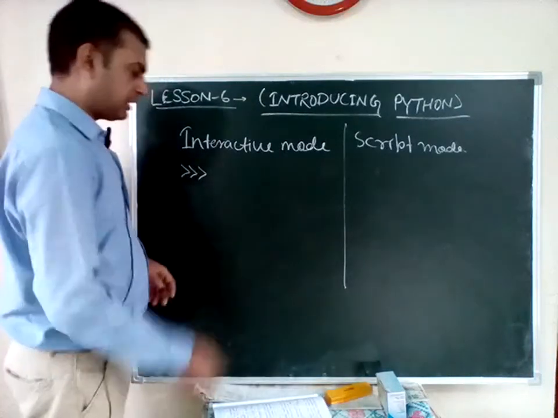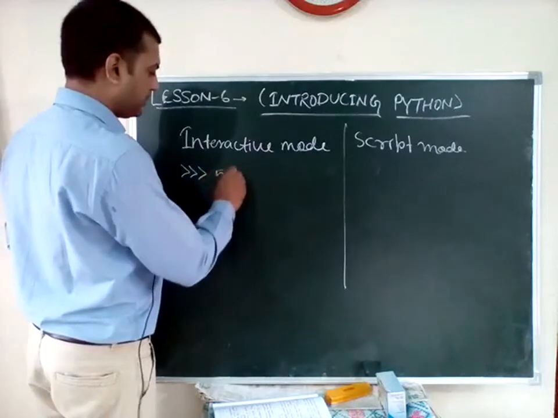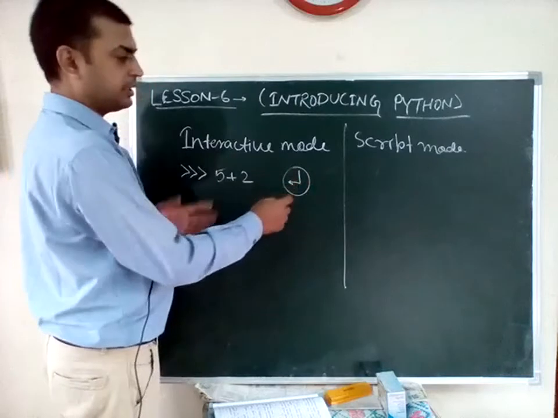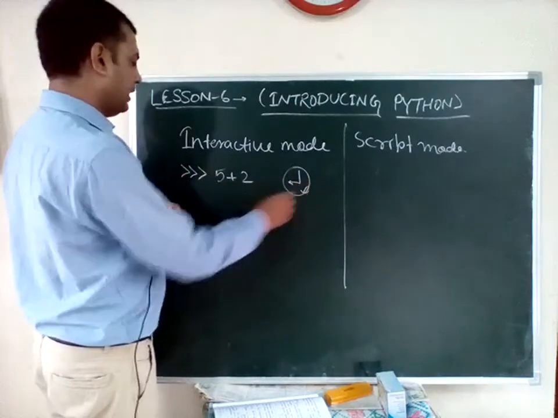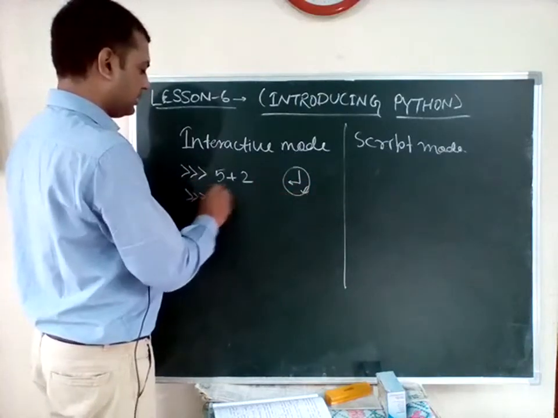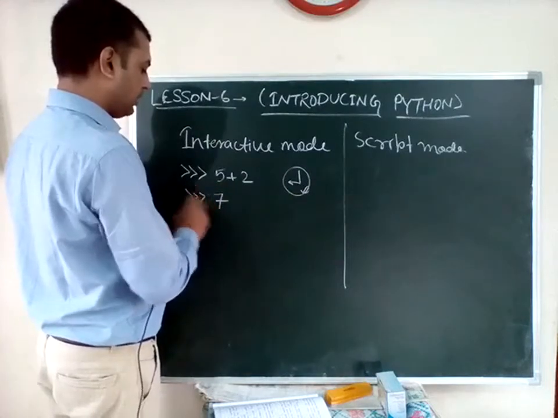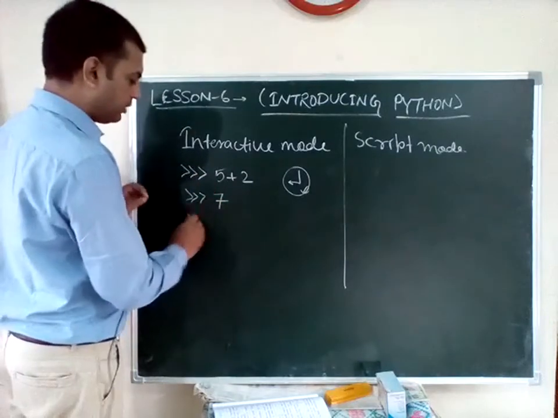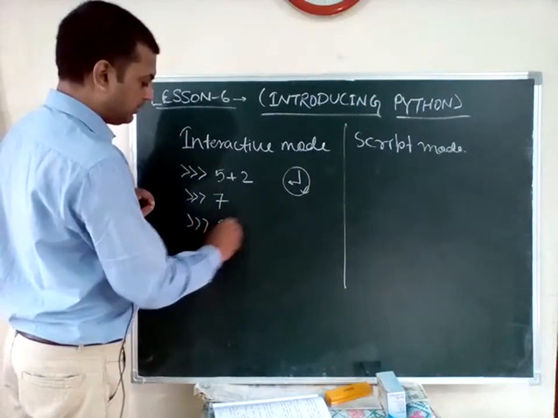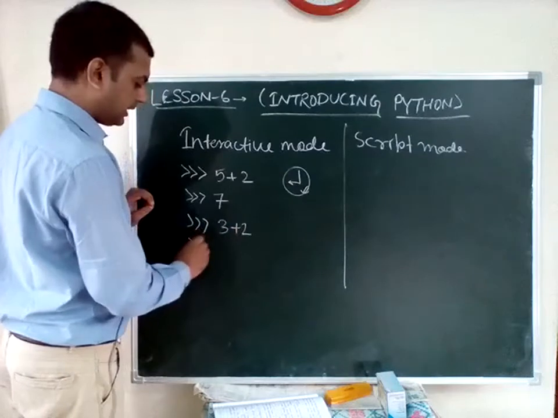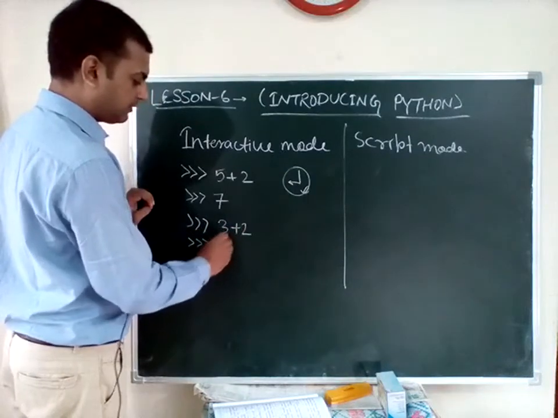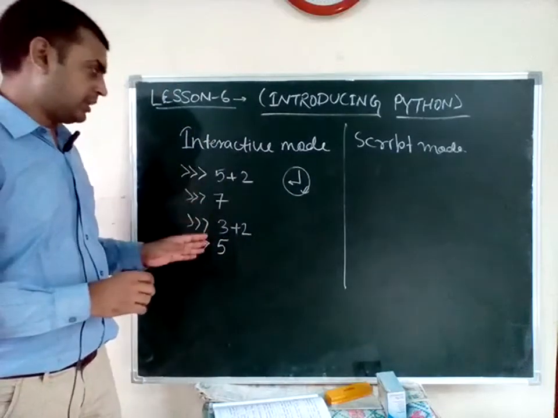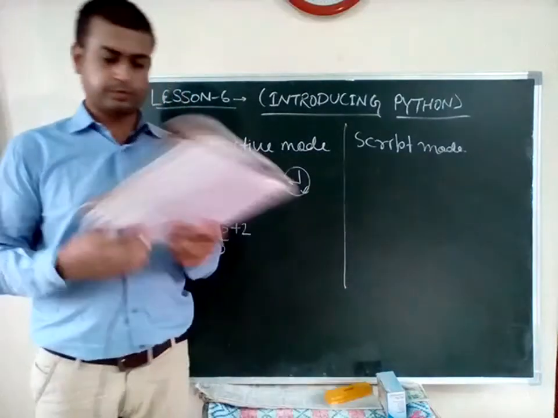Whatever you type here, like 5 plus 2, and then press the enter button. This is the enter button, not a symbol, remember it. Then you will get 7. This is the way by which you can write the code. If you write 3 plus 2 and press the enter button, then you will get 5. So for one line you get the answer. This is called interactive mode.